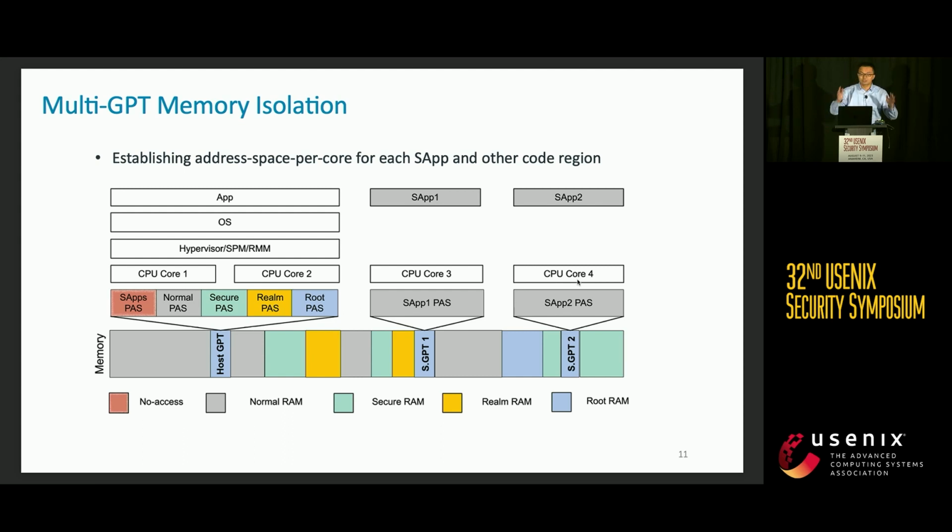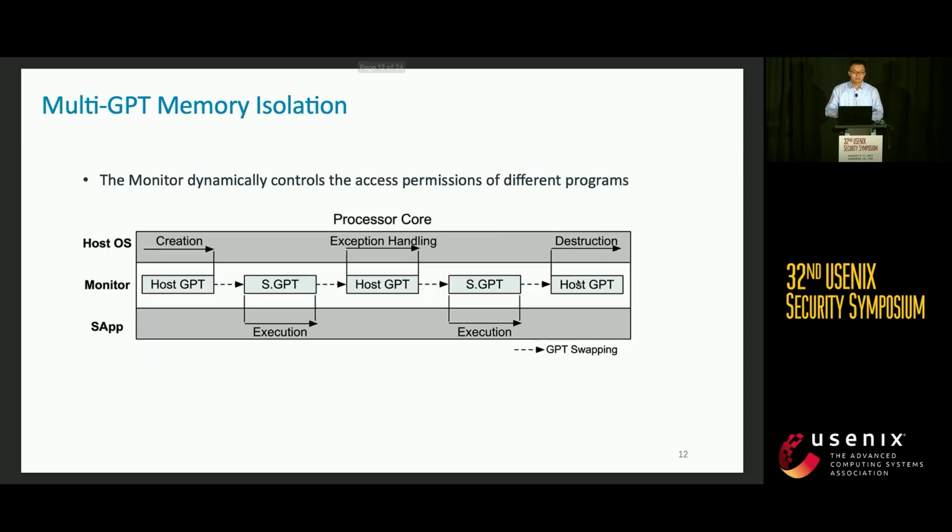Okay, by using those kind of multi-GPT, we can do the isolation. Okay, that's a high-level idea. All right, so here is the life cycle of a secure application. In the beginning, we want to create it. So for the creation, we do it in the host OS. So they will have the host GPT.